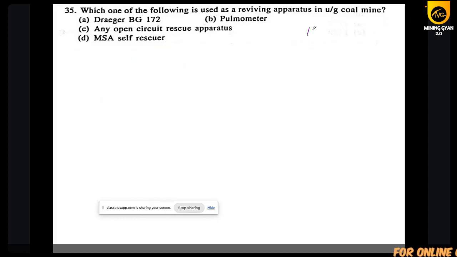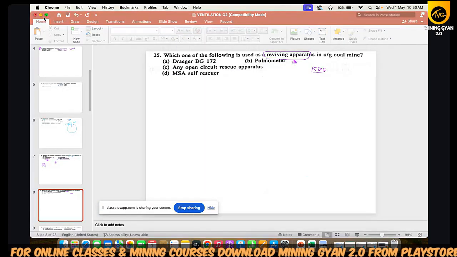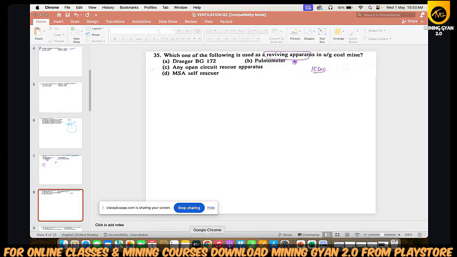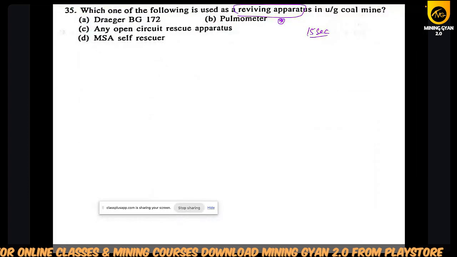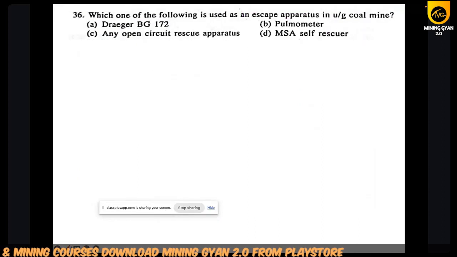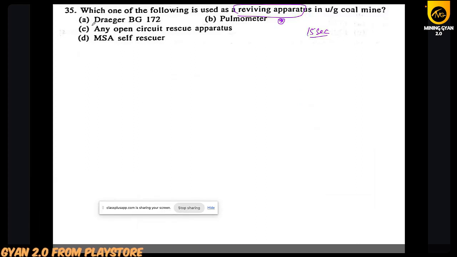Okay, question number 35, 15 seconds. Which one of the following is a reviving apparatus? Harichandan has given his answer for 35. Vamsi has also given his answer. At least try and guess; maybe you will be wrong or right. If you try here and are wrong, you will go home, revise, and I will explain. But if you don't try here and go directly to the exam and get it wrong there, you may be out of the exam. A mistake here is nothing, you can correct it. Look, Drager BG 1671 and MSA self rescue are rescue apparatus, and this is also rescue. The pulmometer is the reviving apparatus.